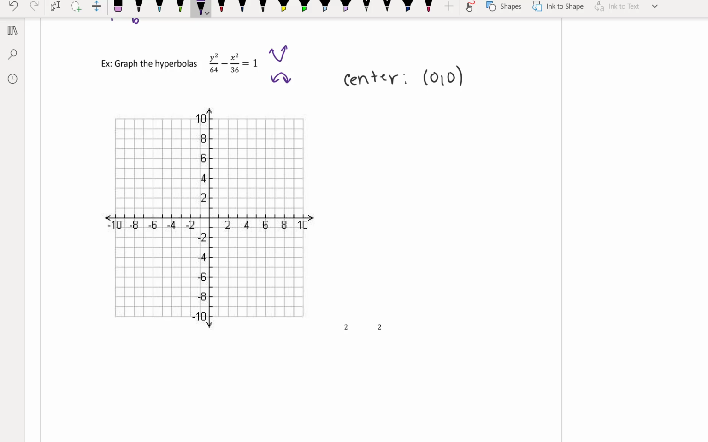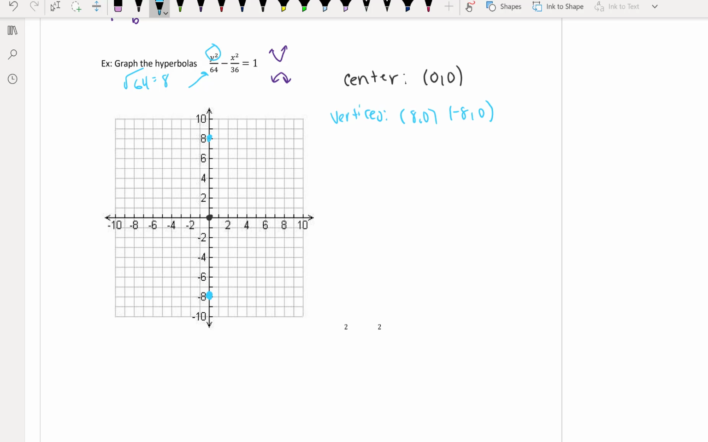So let's think about this. My center is going to be at 0, 0. So here is my center. Now, this is what I do to kind of help myself out. So let's look at 64. If I were to square root the 64, that would give me positive 8. So that means along the y-axis, since I have y, I'm going to go up 8 from the center. Now I'm going to go down 8 from the center. So now I exactly know what my vertices are going to be. My vertices are going to be 8, 0, and negative 8, 0.